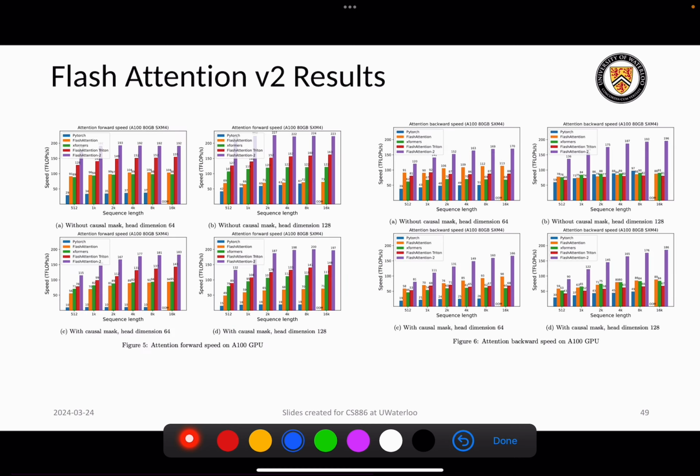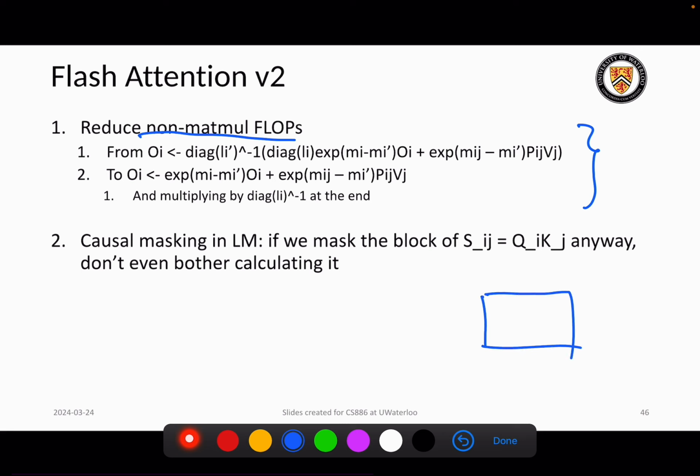Another thing is that when we're doing causal masking language modeling, if we're going to mask this part of the QK^T matrix anyway, we never had to compute it in the first place, and we can just skip it during our for loop.